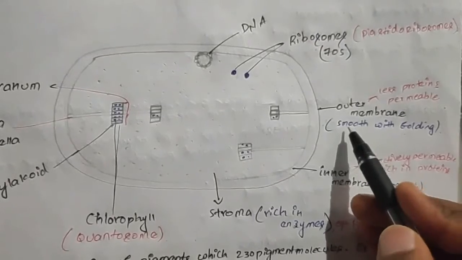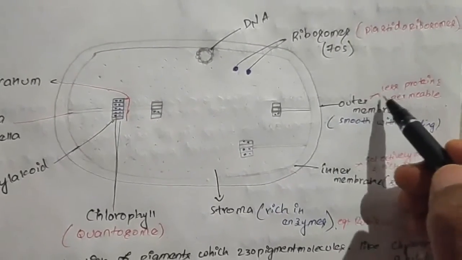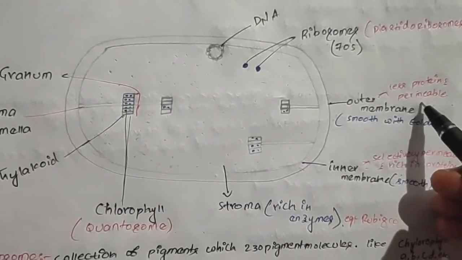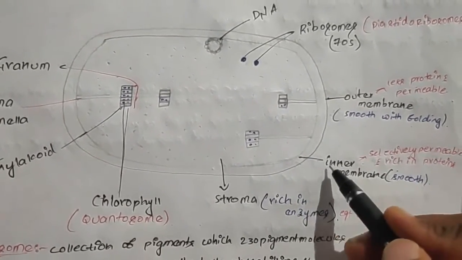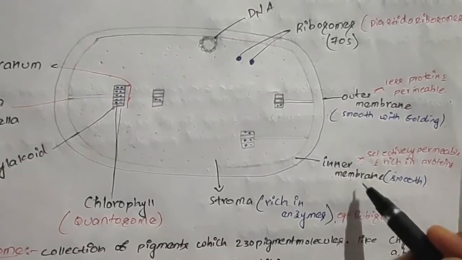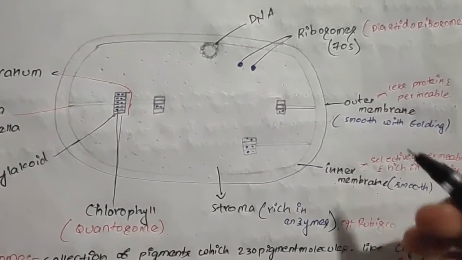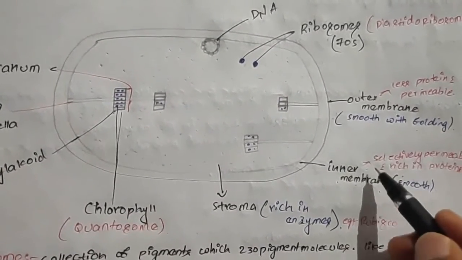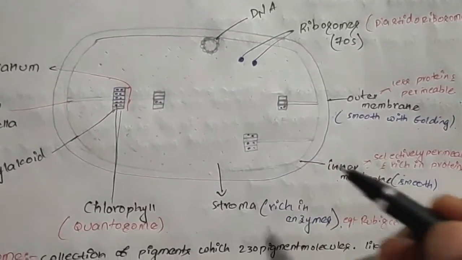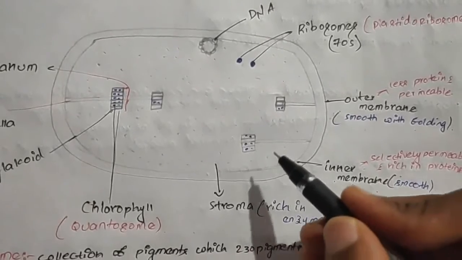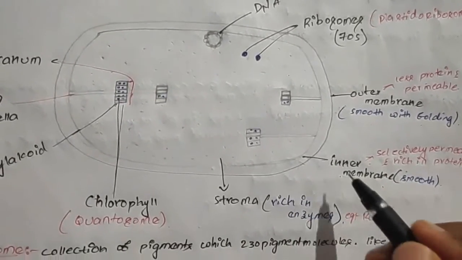This outer membrane is smooth and it contains fewer proteins and it is permeable in nature. Permeable means it allows all the materials to pass through it. And the inner membrane is also smooth and it is rich in proteins compared to the outer membrane. And it is only selectively permeable. Selectively permeable means only the enzymes or material which is required by the cell is supplied.